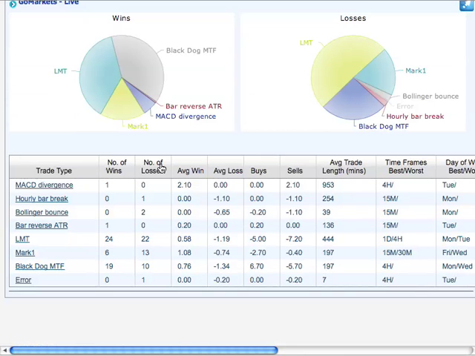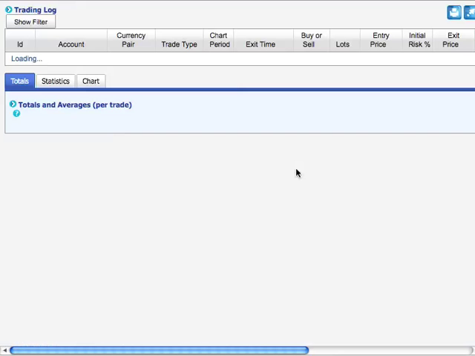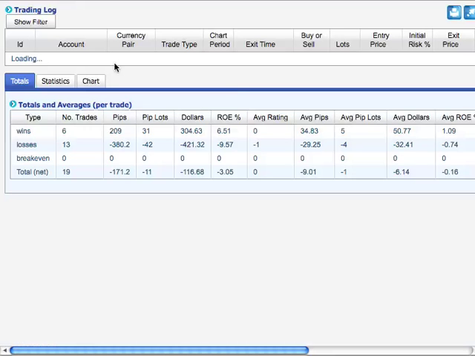Now if you want to see more detail about what particular trades make up a trade type, this one, for instance, is called a Mark 1 trading strategy. We had 6 wins in this 6-month period and 13 losses. On average we made just over 1%. Let's have a look at more detail of this. We can just click on that trade type and it will bring up the trading log, showing us all the trades that made up that particular figure we were looking at on the dashboard.